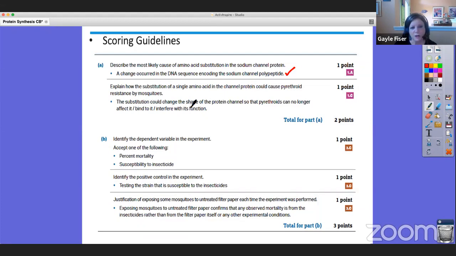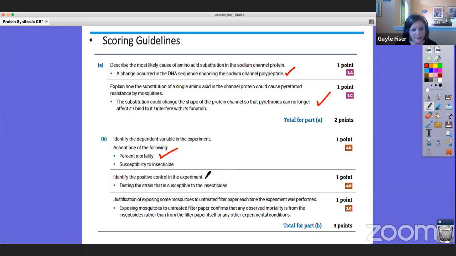The substitution could change the shape of the protein channel so that pyrethroids can no longer affect it, bind to it, or interfere with its function. Identify the dependent variable: percent mortality.